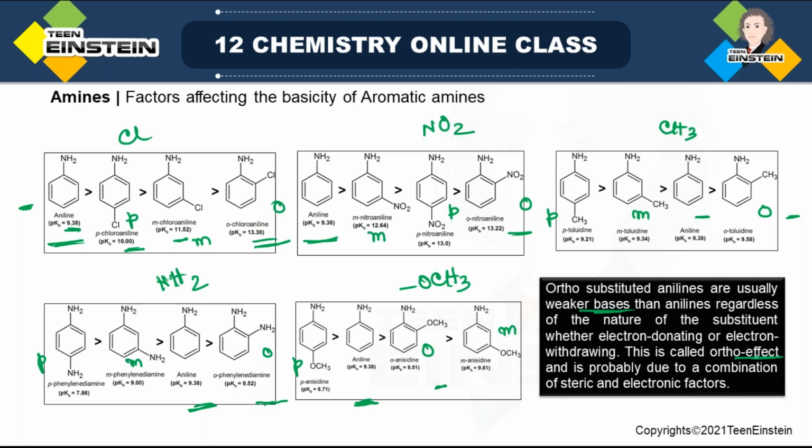How can it apply? The electronic factors are related to minus R effect, plus R effect, or inductive effect. But steric effect means that when any group, whether donating or withdrawing, is present at ortho position, the site where the lone pair will be donated cannot approach the ortho substituted aniline so easily because of this steric problem. So that is why sometimes there is some hint. It is written here: it is a combined effect of both steric as well as electronic.